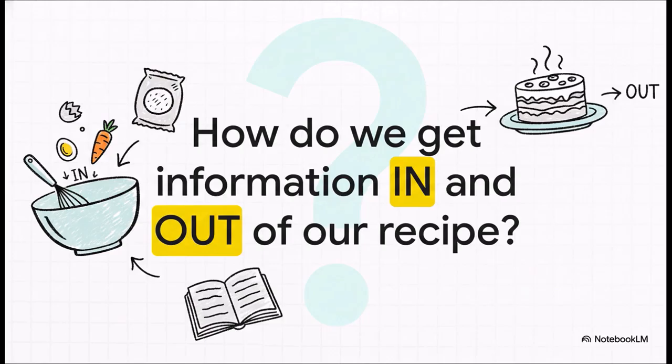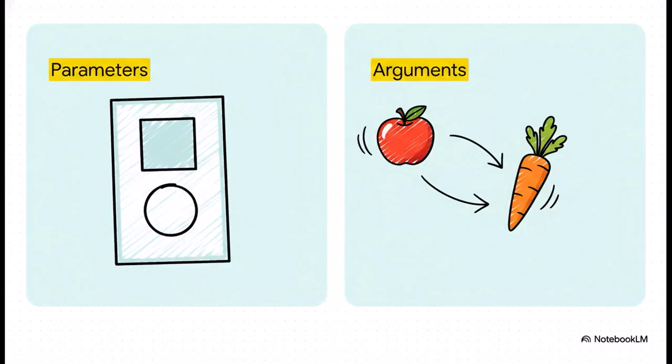Okay, so this brings up a pretty important question. A recipe is kind of useless if you can't put ingredients in and get a finished dish out, right? So how do we actually pass information to our function, and how do we get a result back? The answer comes down to two words you've got to know: parameters and arguments.